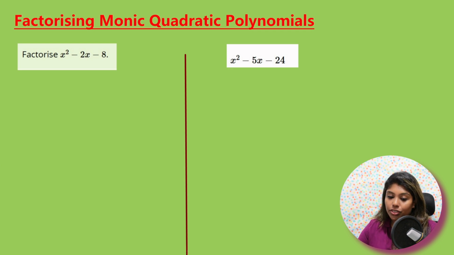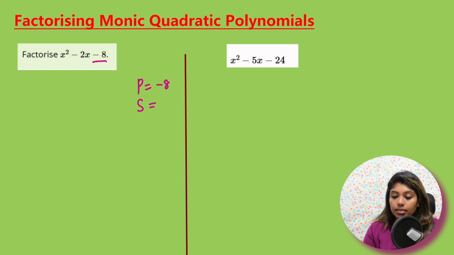So look at the first question. It says factorize x squared minus 2x minus 8. So we know it is monic because the coefficient of x squared is 1. Now the first step is to find the product and sum. The product is the constant term in the polynomial, which is minus 8. Sum is the coefficient of x. So minus 2 is the sum.